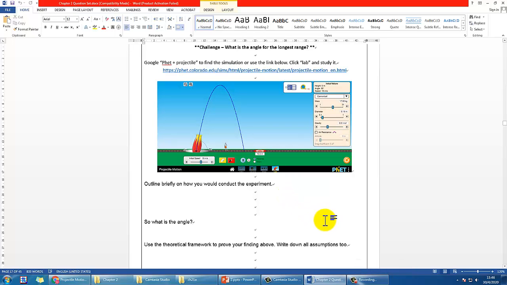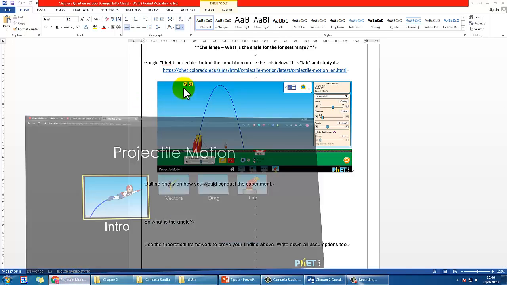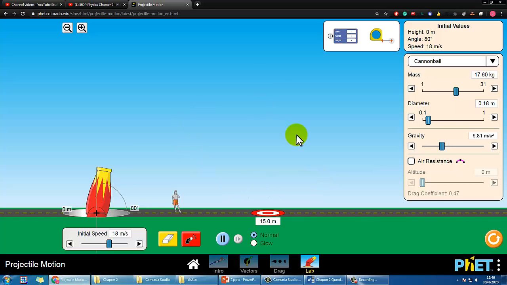Okay, let's do another interesting task with projectile motion. Here is the simulation I showed you earlier. I want you to use it again. Go to the link and go to the lab, and then you can try to adjust different parameters.